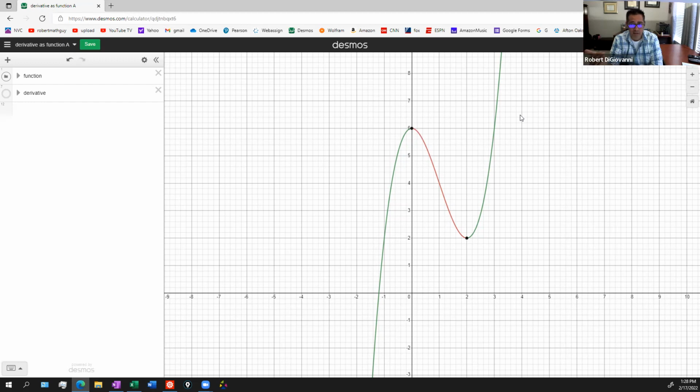Because you're going down. And then what about at these 2 black points? What should the derivative be there? What's that?